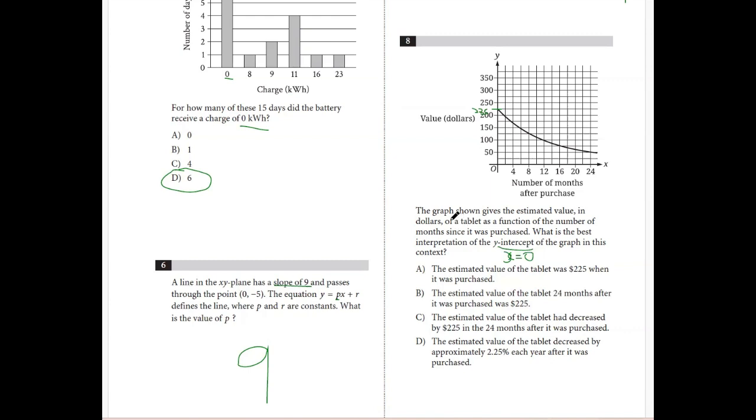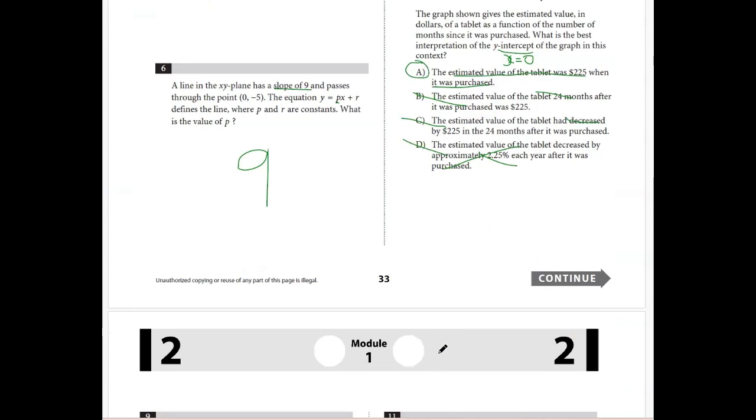So if I look at A here, the estimated value of the tablet was $225 when it was purchased. Yes, this is a correct answer choice because initially it was $225. And for B, B is wrong because no, it's not 24 months after. It was initial. No, I don't see this word decrease, so C is also wrong. And no, we're not dealing with percentage, so D is also wrong.